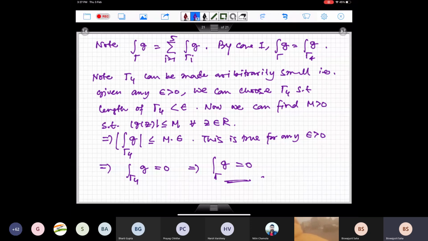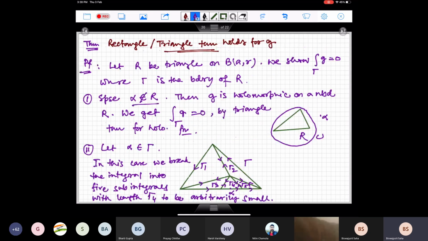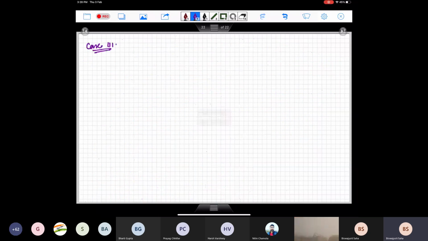Yes, sir. Okay, so the last case is rather simple, so let me just quickly complete that. I just have a few minutes. So case 3, what is case 3? The first one was alpha not in R, meaning neither in the boundary nor in the interior. Next was alpha on the boundary, so alpha was in the boundary gamma. And case 3 is alpha belongs to the interior. So alpha is inside R, and case 3 is going to be very easy.